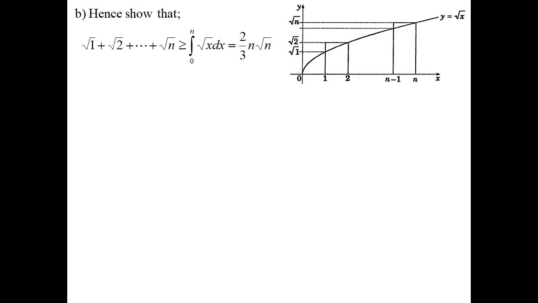Hence show that the sum, and that turns out to be, if you go back to the diagram, the sum of all those rectangles, is greater than or equal to the integral, which turns out to be 2/3 n root n. Okay, so I think I'll use my graph again. There it is. So the square root of x is increasing. Now, it's interesting they say that, because if you think about it, it's not so much that the square root of x is increasing, but more to the point that it's concave down.